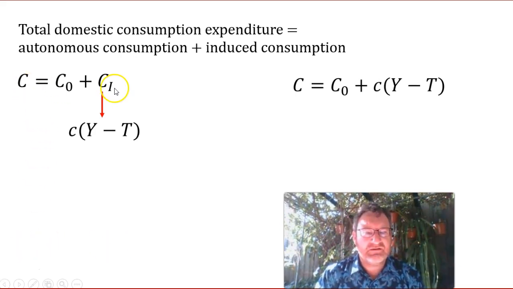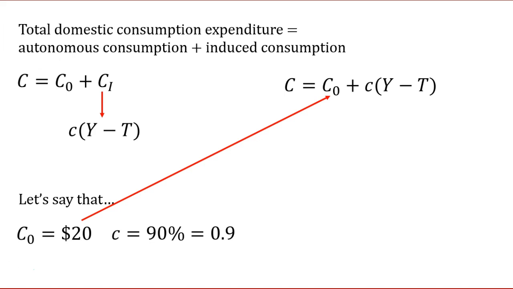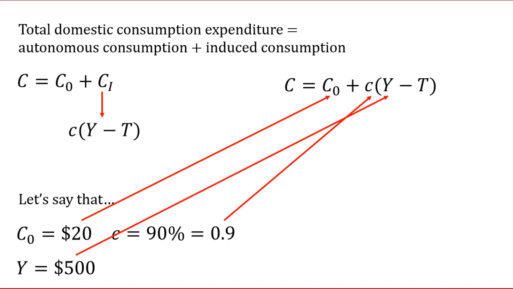So when we expand out this equation, we've got autonomous consumption plus some percentage of disposable income will give us the total amount of consumption expenditure. So let's say that autonomous consumption spending is $20 billion for a given year. So we would plug that into our expanded equation. And let's say the marginal propensity to consume is 90%. That is, households will spend 90% of their disposable income, or 0.9 of each additional dollar that they receive. So we plug that in there. And say we're interested in the total consumption spending at the level of income of $500 billion. So we plug that in here.